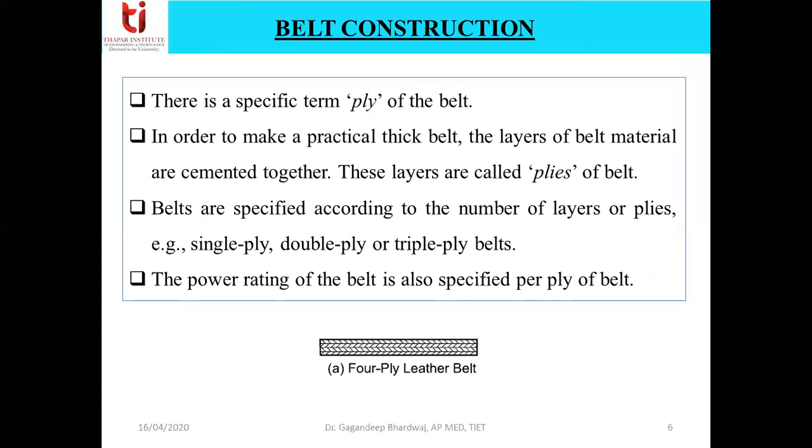In order to make a practical thick belt, the layers of the belt materials are cemented together. These layers are called the plies of the belt. Belts are specified according to the number of layers or plies, that may be single ply, double ply or triple ply belts. The power rating of the belt is also specified per ply of the belt.